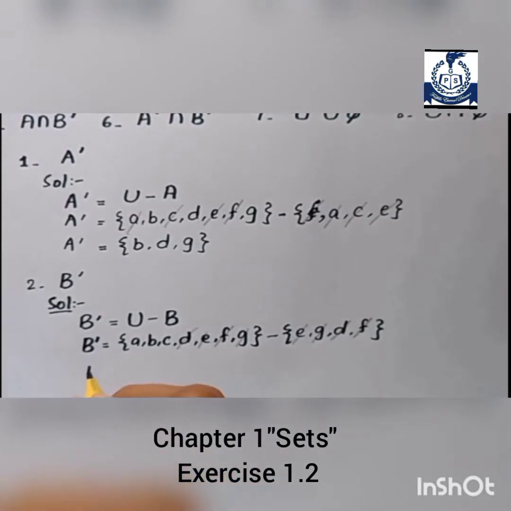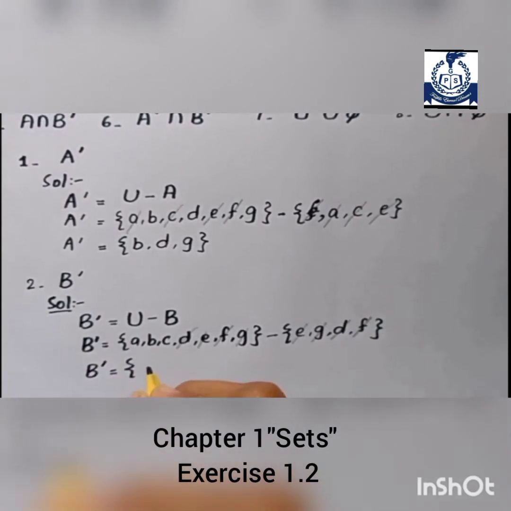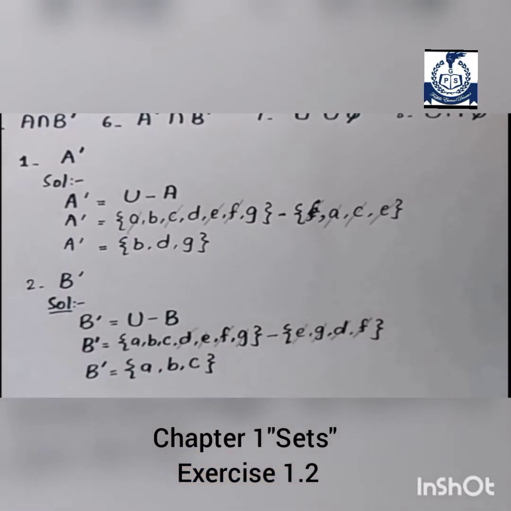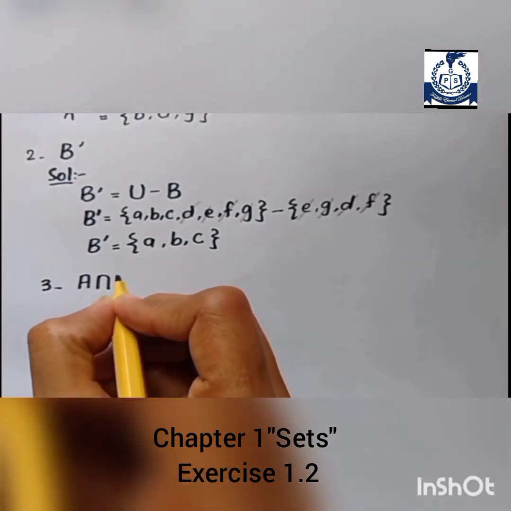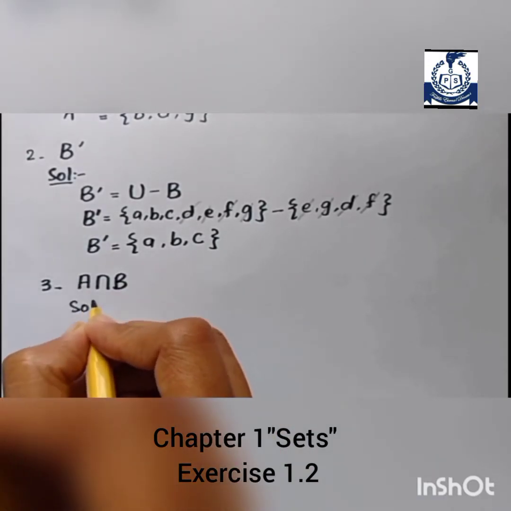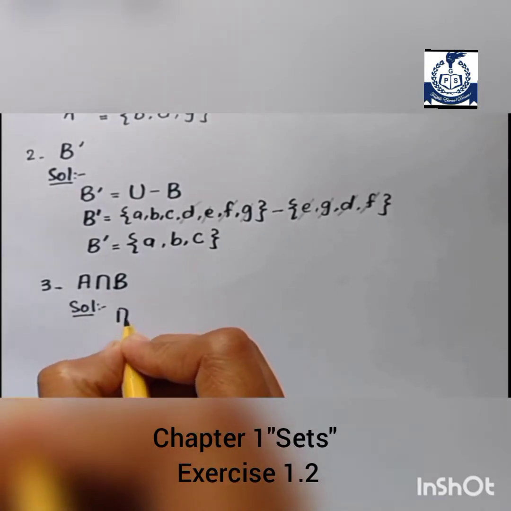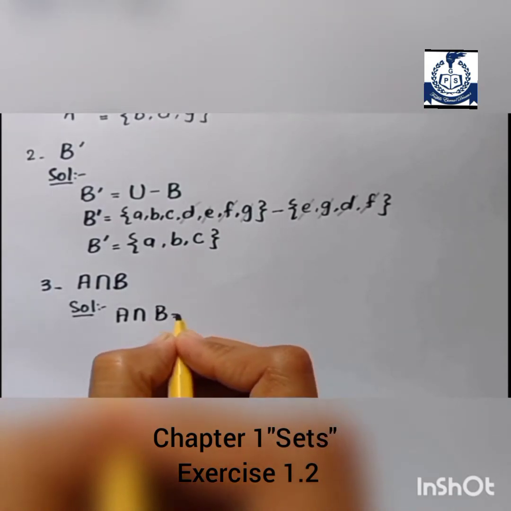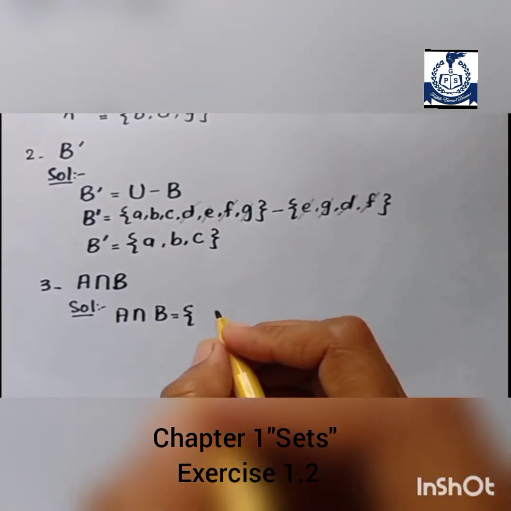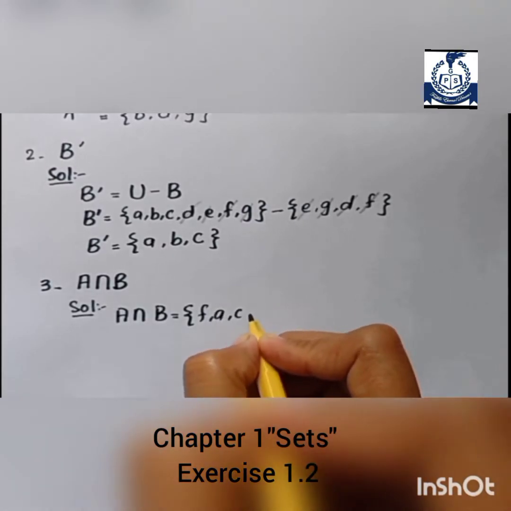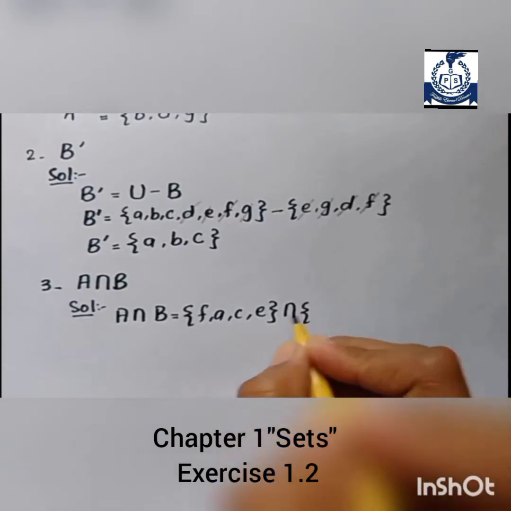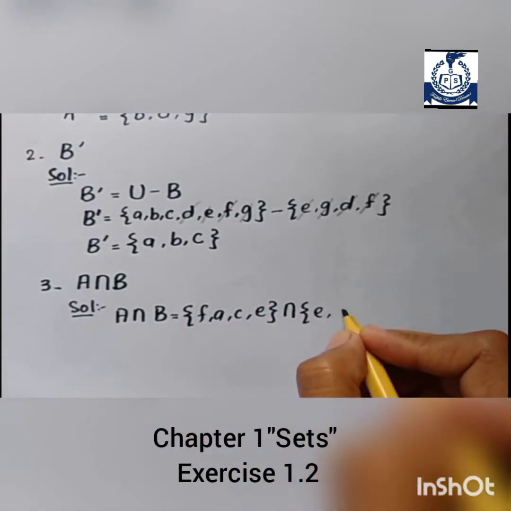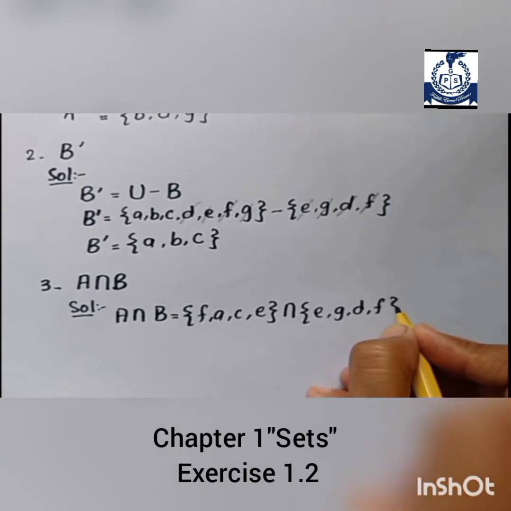So remaining elements are A, B, C. So B complement is equal to A, B, C. This is the answer. Third part is A intersection B. Solution: in place of A we write the elements of A and in place of B we write the elements of B. FACE and intersection sign as it is, and in place of B we write the elements of B, E, G, D, F.